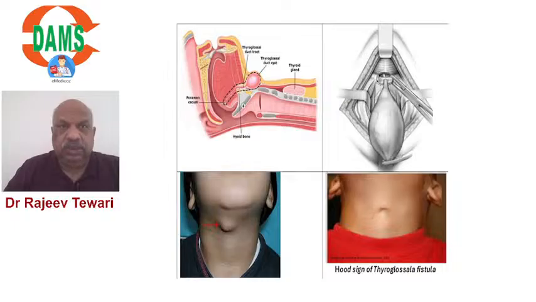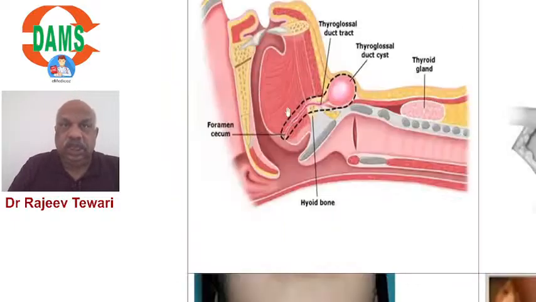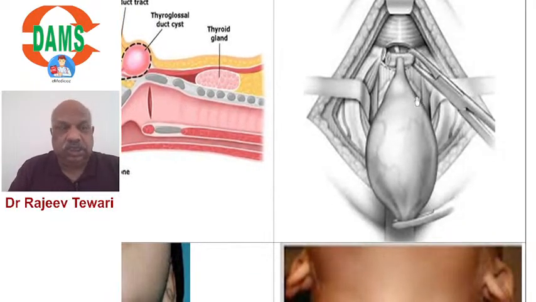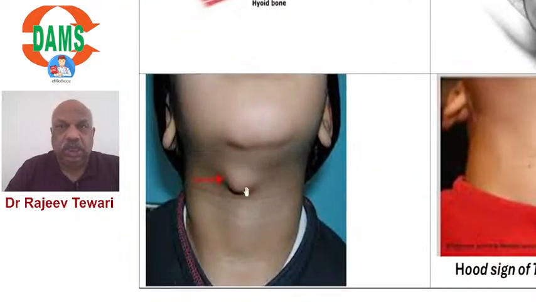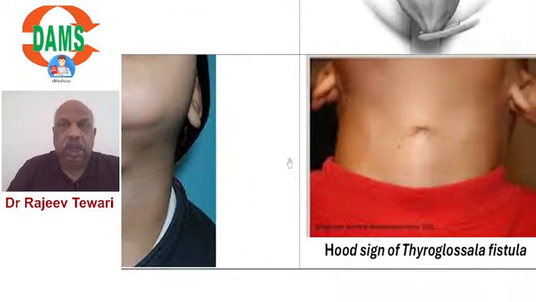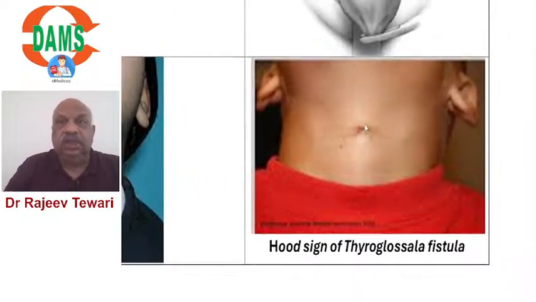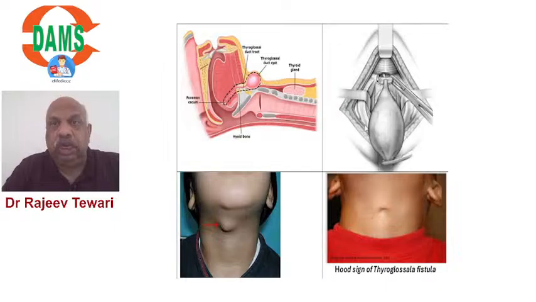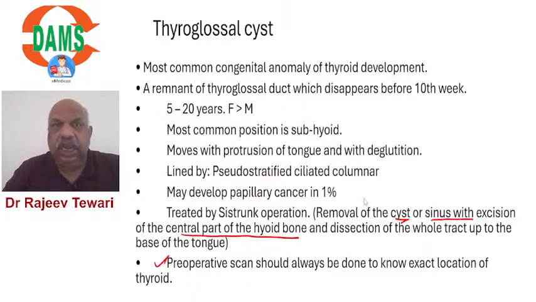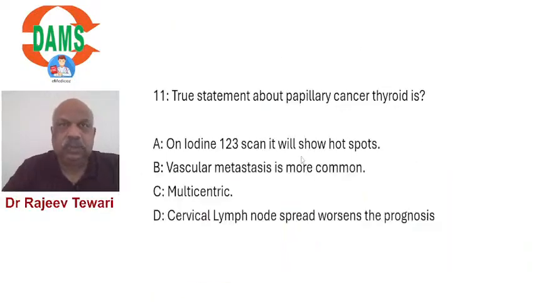So this is the image showing a cyst connected to the foramen cecum of the tongue. This is the surgery where the cyst is removed with the hyoid bone and the whole tract, and this is the subhyoid site. And this is the hood sign: if there is a fistula, ask the patient to protrude the tongue. You get a concavity like this. This is called the hood sign. So these are the salient points you need to remember about thyroglossal cyst. Very, very commonly asked question. So can you answer this question?